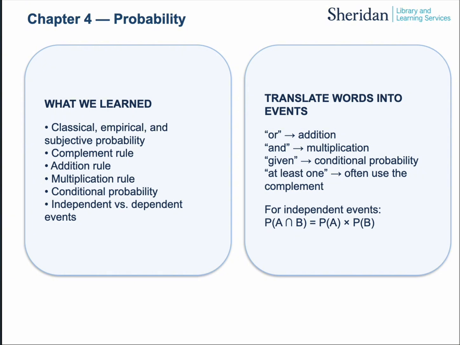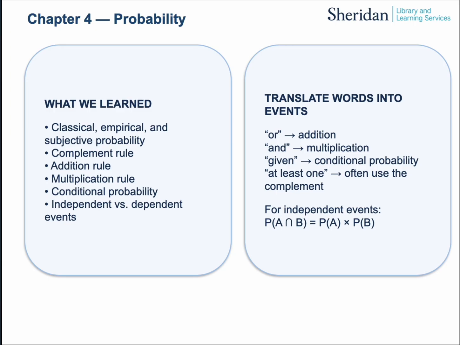Another rule is the addition rule. Whenever you read the word or, you should immediately think about addition. However, remember that if two events can happen at the same time, you need to subtract the overlap. Otherwise, you will count this outcome twice.